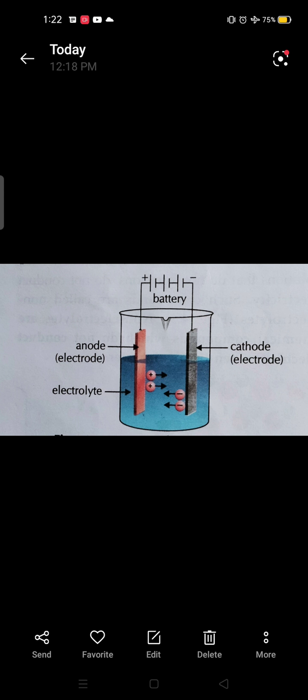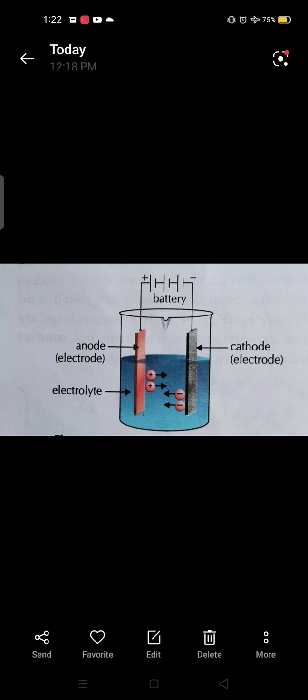Because the cathode is connected with the negative terminal, during the process of electrolysis, positively charged cations move towards the cathode. Cations move towards the cathode. And anode is an electrode which is connected with the positive terminal of the battery. So during electrolysis, negatively charged anions move towards the anode.